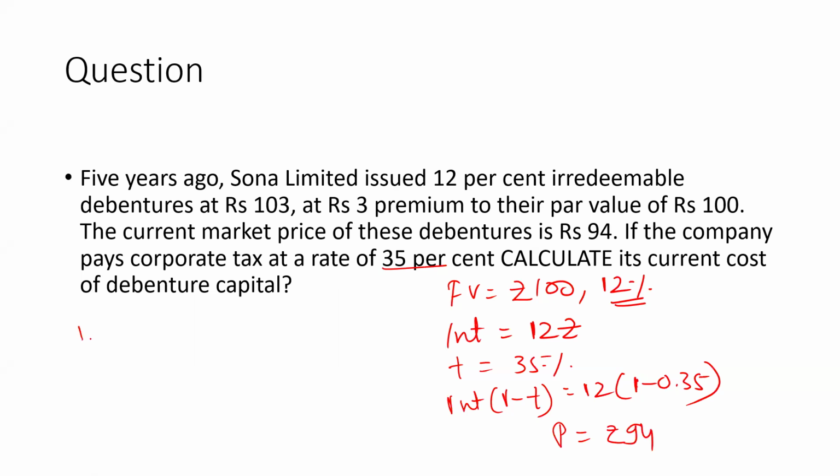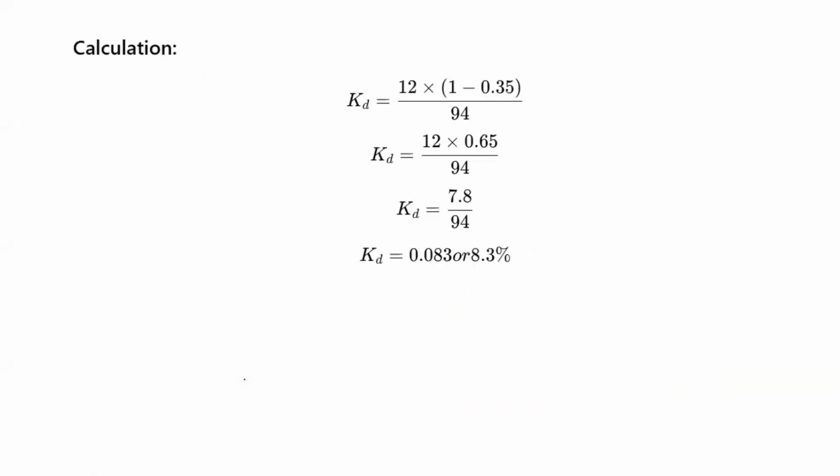So your cost of debt would be what? Cost of debt would be 12 into 1 minus 35%, after reducing the tax part, divided by the price of this debenture. That will give you the cost of debt. So 12 into 1 minus 35% means 12 into 0.65, divided by 94. If we calculate, your cost of debt will come around 8.3%. Clear, everyone?